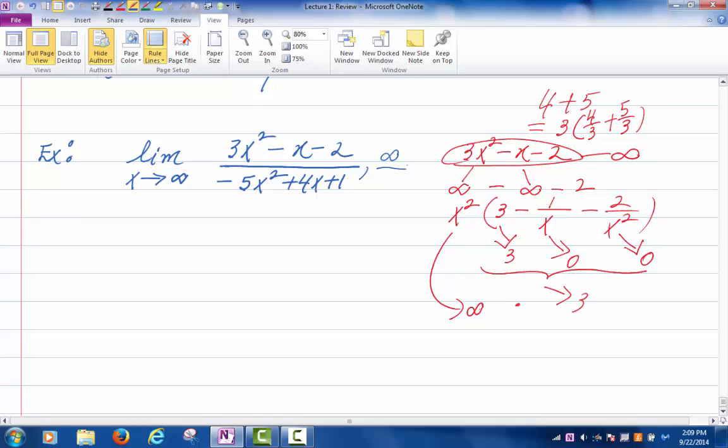As x goes to infinity, negative 5x squared goes to negative infinity, right? Well, does that mean that the limit is negative 1? It's tempting to say that the limit would be negative 1. However, it's not. Remember, I am writing infinity divided by negative infinity, but do I mean that I'm actually dividing? No, I'm just expressing the idea that the numerator goes to infinity and the denominator goes to negative infinity. But I'm not really dividing. Infinity and negative infinity are not numbers.